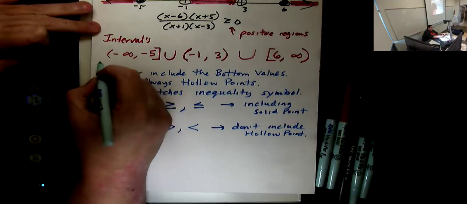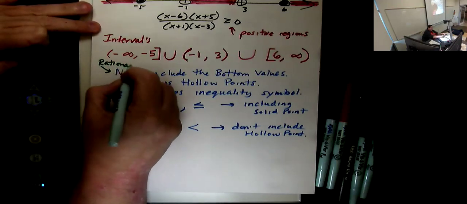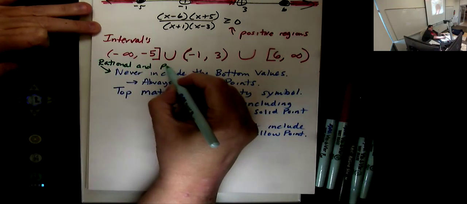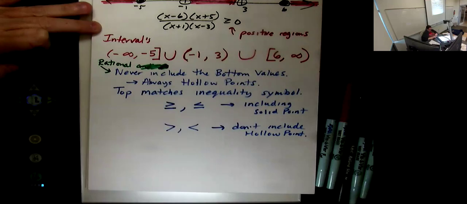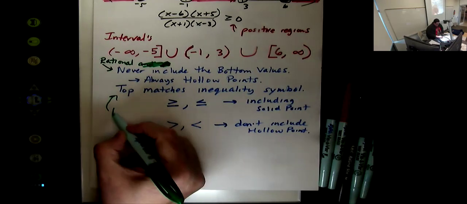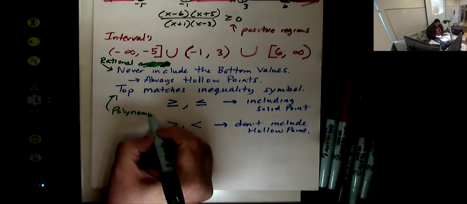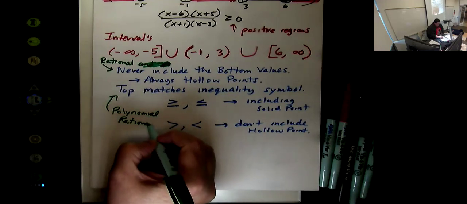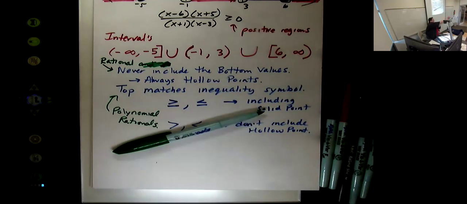This rule applies to rational and polynomial. Nope, just rational. Because polynomials don't have a denominator. Polynomials don't have a fraction, so we don't have a bottom that can equal 0, so that's not a problem. This one applies to both polynomial and rational. So if you don't have any fractions, just whatever the sign is tells you whether or not you use solid points or hollow points. The sign chart and everything remains about the same. Okay?